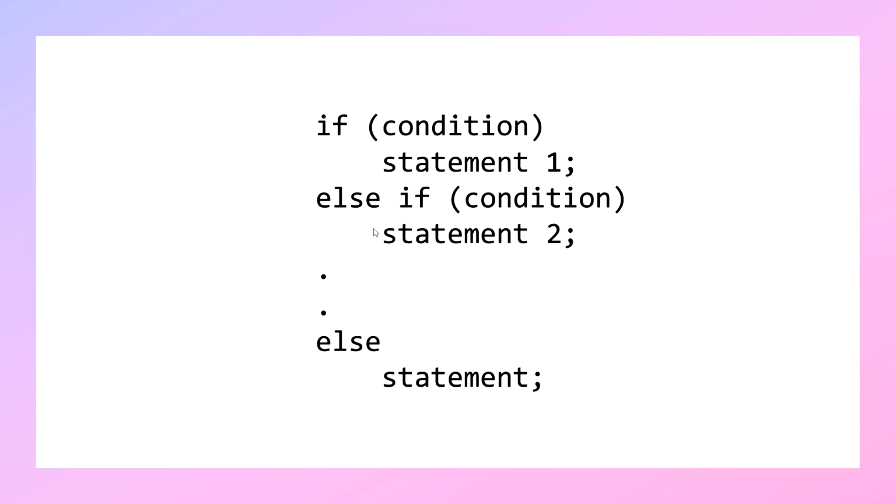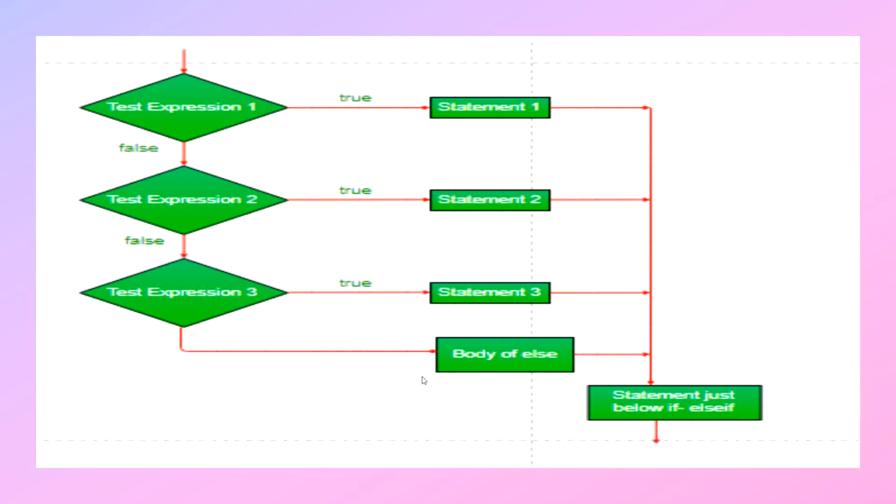We can write as many else ifs as we want. If this statement is not true, it will jump to the other else if, and if all the else ifs are not true, it will finally jump into the else statement, which is the final statement. Now let us look at the flow chart here.